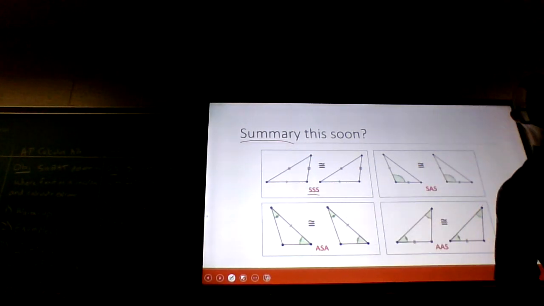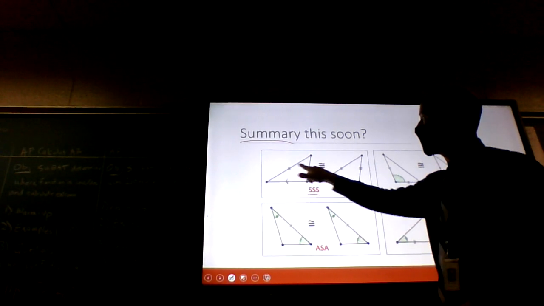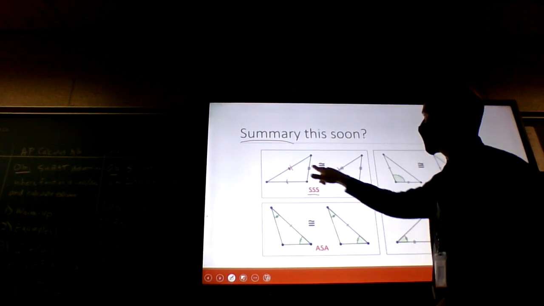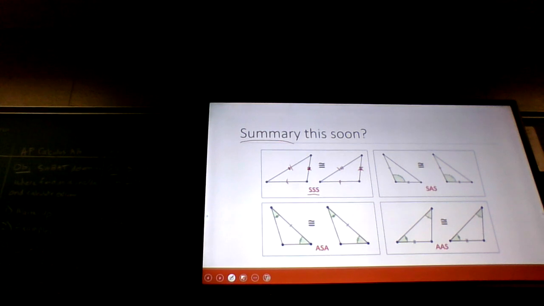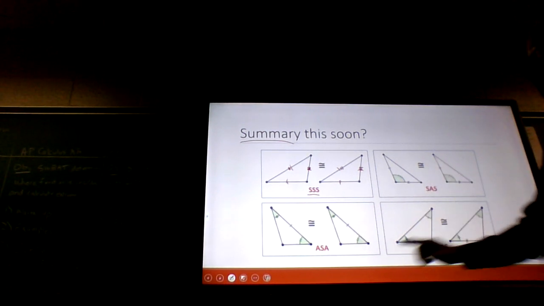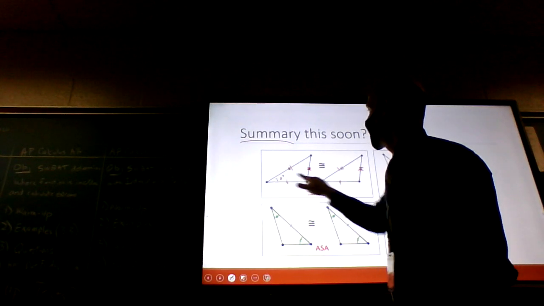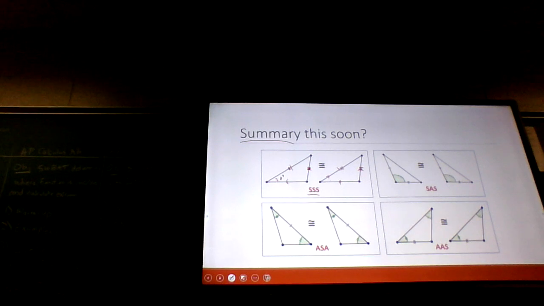SSS. Guess what SSS stands for? Side, side, side. In other words, if you can prove that this side is congruent to this side, and this side is congruent to this side, and this side is congruent to this side, then guess what has to be true about the two triangles? They have to be congruent. In other words, if this angle was 20 degrees, guess what I know has to be true about the corresponding angle? It's also 20 degrees. So that's SSS.